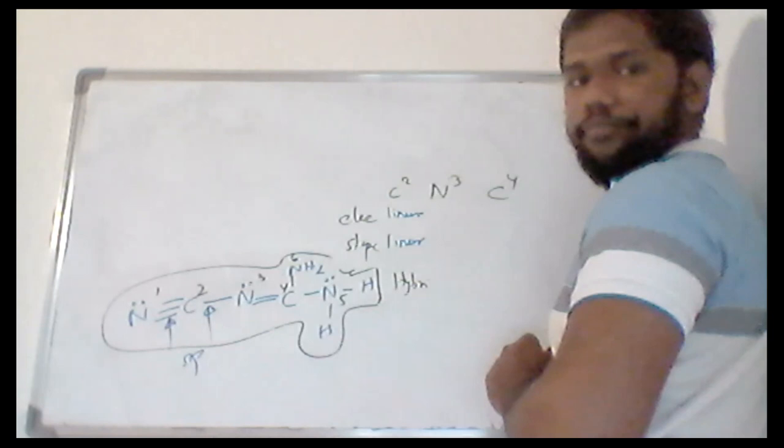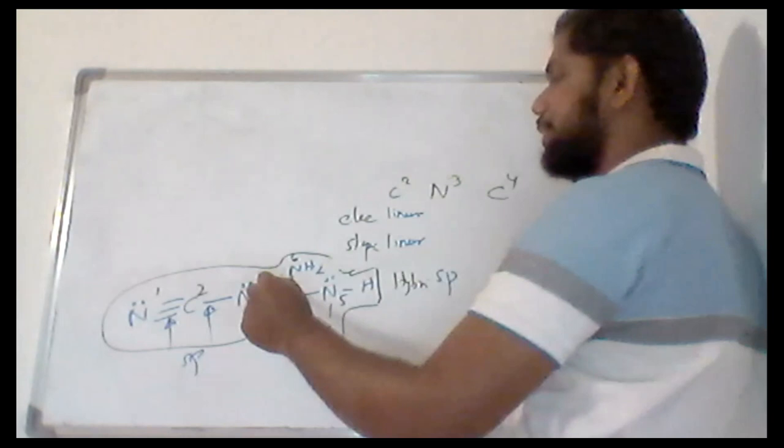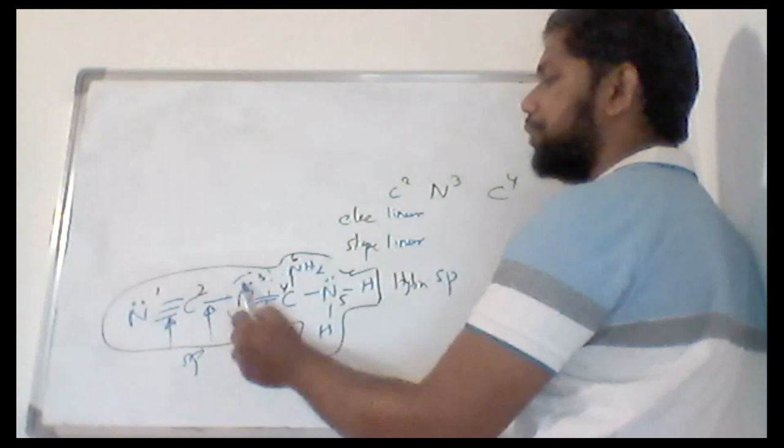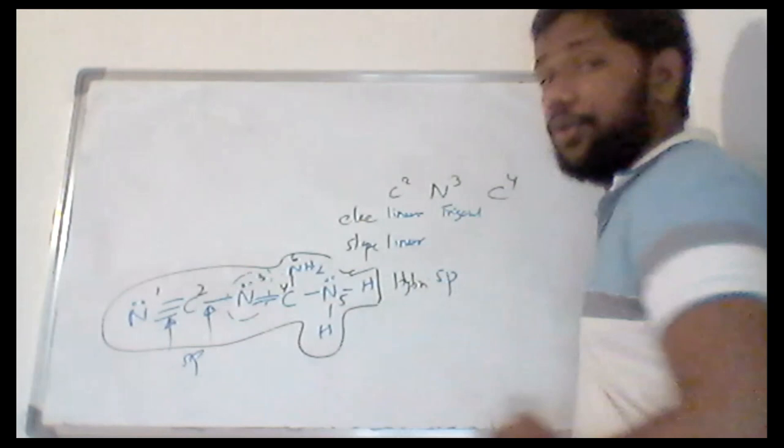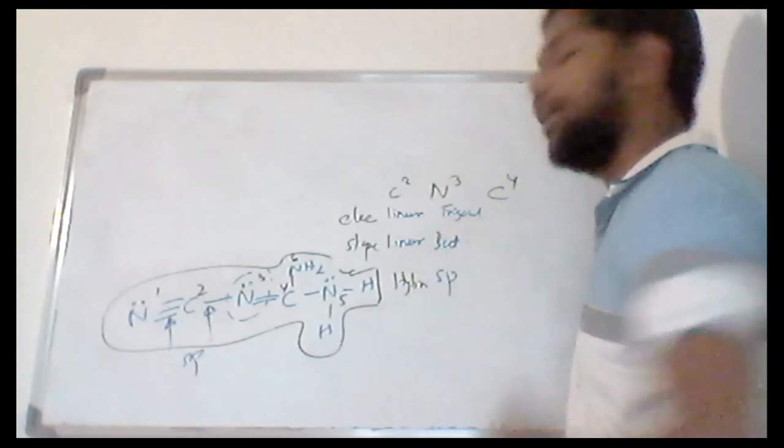Then nitrogen 3 is this one. So the electron pair geometry, 1, 2, 3, should be trigonal planar, but the shape is angular because there are two sigma bonds with a lone electron pair. So this is bent or angular. You can use bent or angular.